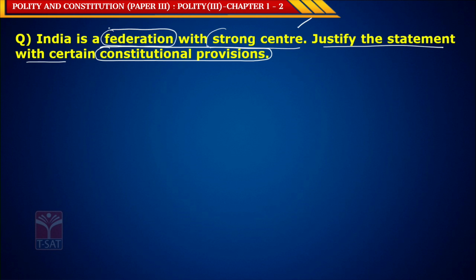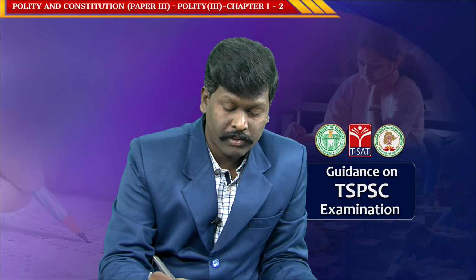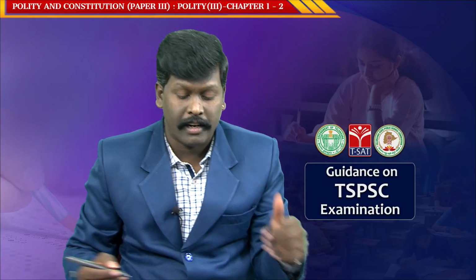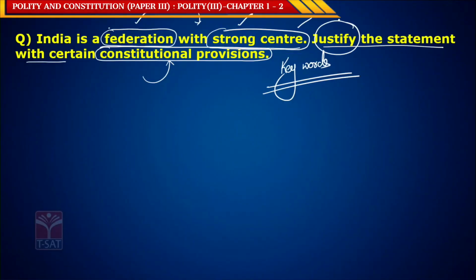See, in the last class, I said that we need to underline or round up the keywords of the question. In this particular question, the keywords are federation, strong center, and constitutional provisions. You need to justify this statement, that is, why the Indian federation has a strong center, with constitutional provisions. Now, let us see how to take up the answer for this question.